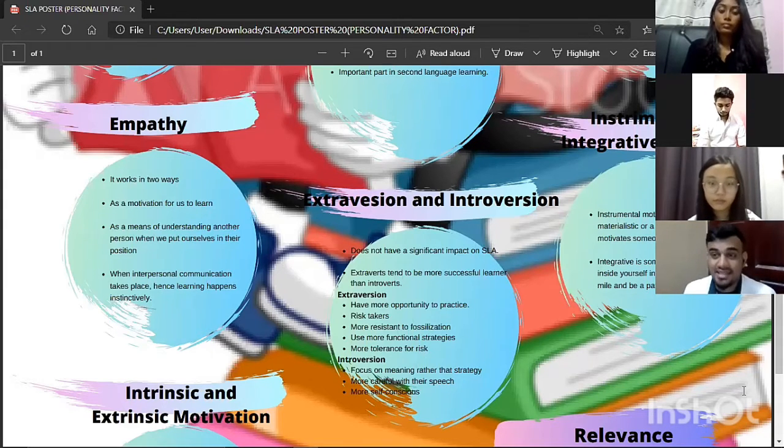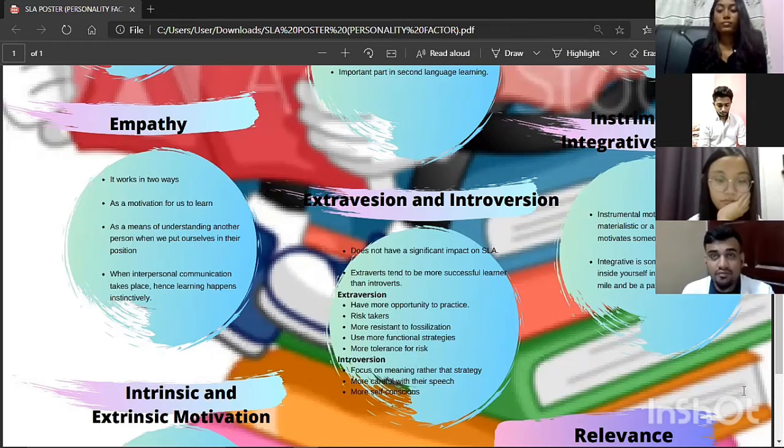They are risk takers. Extraversion means they have the tendency to communicate, to learn, to explore more and more just to get what they want. They are more resistant to fossilization. They use more functional strategies. They tend to think and act. They have more tolerance for risk.